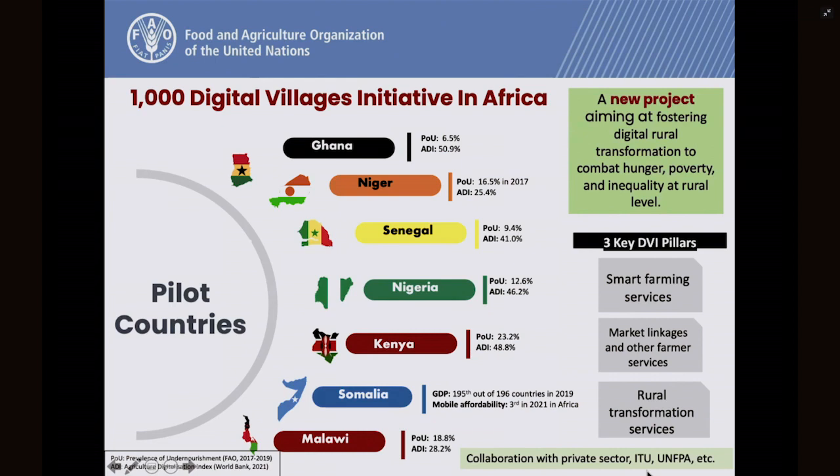So our 1000 Digital Village Initiative has three key layers in terms of activities. We have smart farming activities that we will be supporting. We have market linkages activities, including digital financial services, that will be supported. And we have other rural transformation services that we are also going to support, which touch non-farm activities, such as e-health and e-education, so that we ensure that there is a holistic support provided to rural stakeholders. So we are calling for the collaboration of the various stakeholders, for example, the other private sector stakeholders.